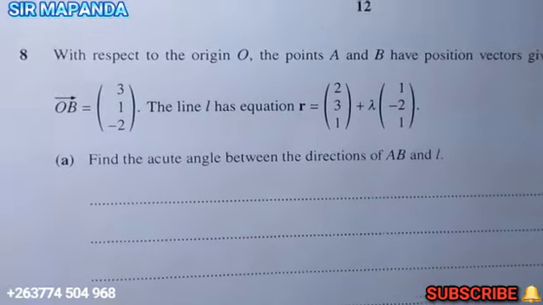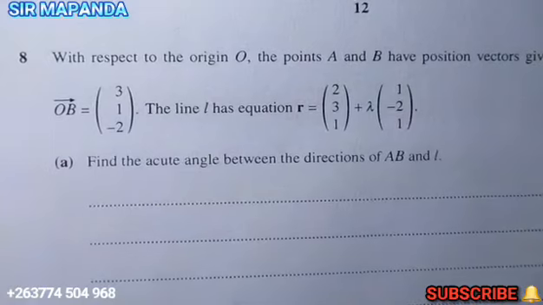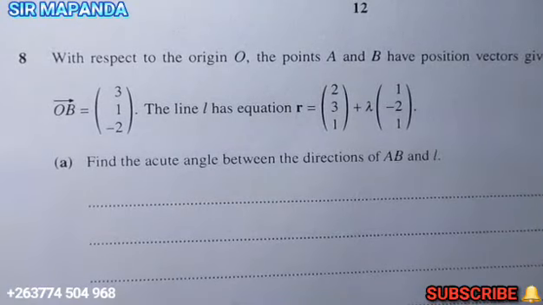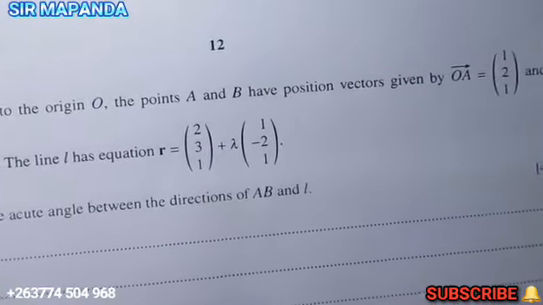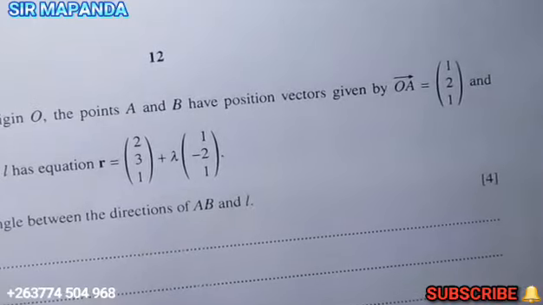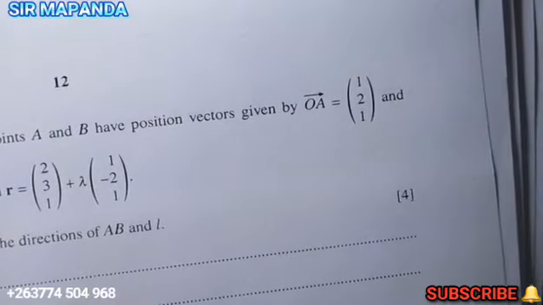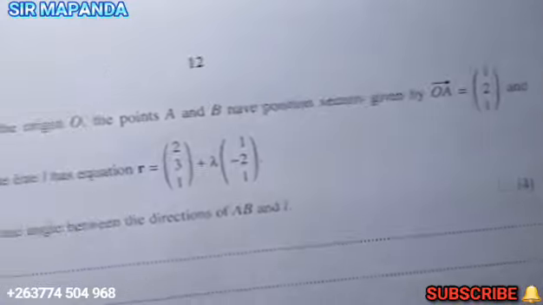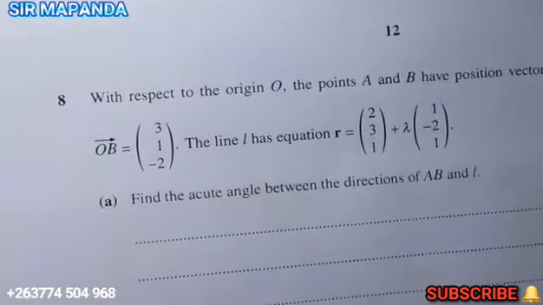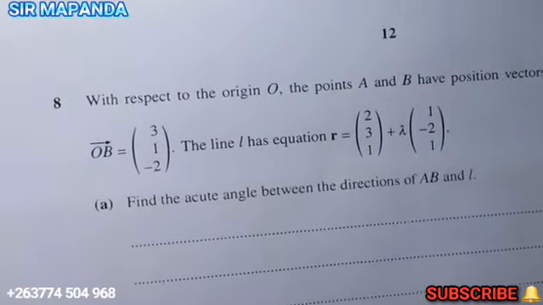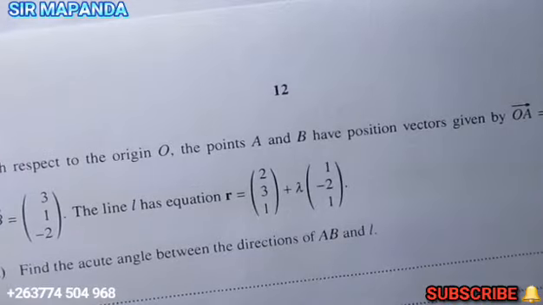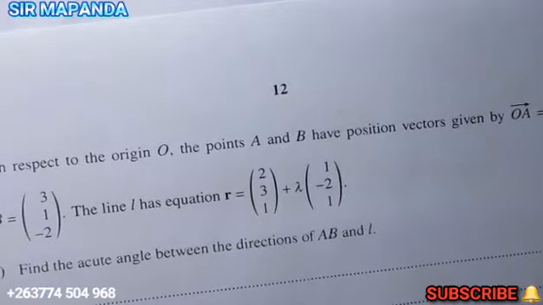Right, we are now moving on to question number 8. It reads, with respect to the origin O, the points A and B have position vectors given by OA is equals to (1, 2, 1), and OB is equals to (3, 1, -2). The line L, right, has equation r is equals to (2, 3, 1) plus lambda (1, -2, 1).